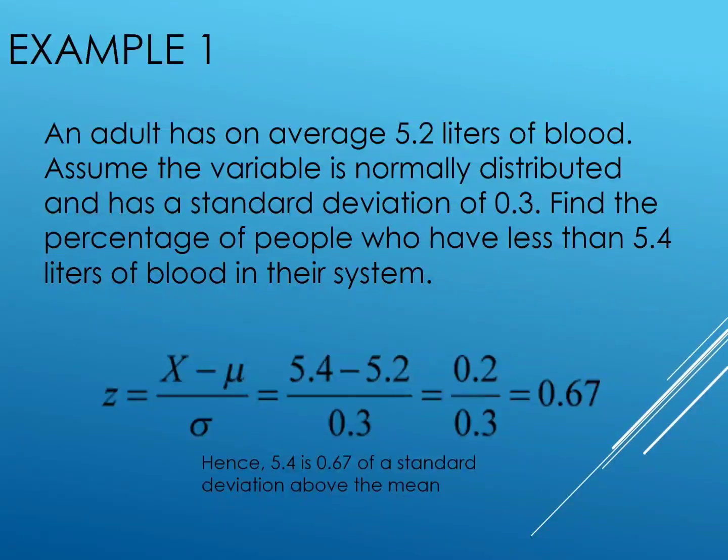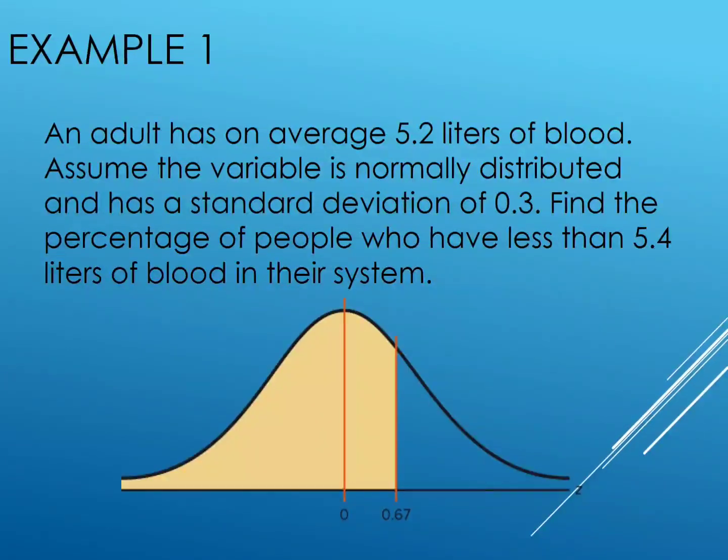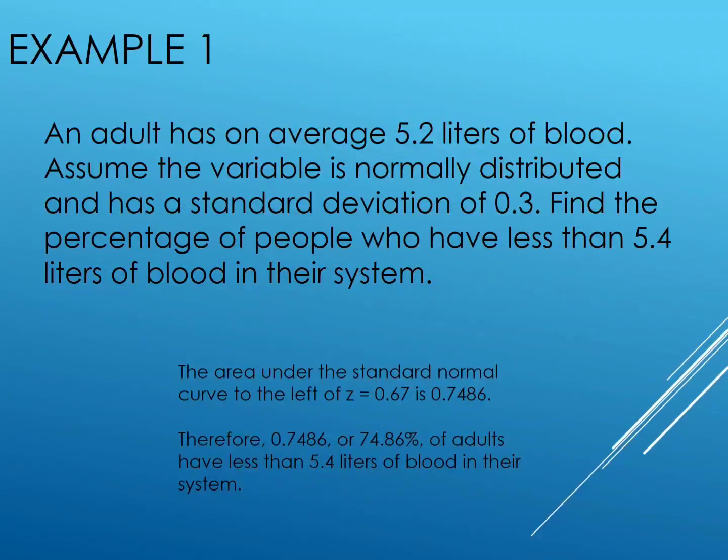I go to my table E, I go to 0.6, and then I shift to the 7 and find the area to the left of my distribution. This shaded area is given from my z-score table, and I find that the area under the standard normal curve to the left of z is 0.7486. Of course the question is asking for percentage, so we multiply by 100 and get 74.86%.